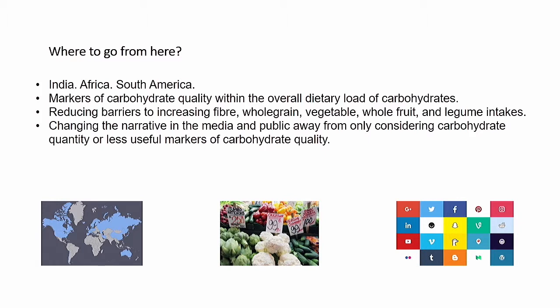Considering markers of carbohydrate quality with the overall dietary load of carbohydrates, not many people are doing that. A lot of the story at the moment is about the amount of carbohydrates without considering the quality, which is really quite misleading and maybe one-dimensional. However, how do we incorporate quality into also the amount? Is a high fibre, high carbohydrate diet as good as a high fibre, moderate carbohydrate diet? Are there differences there?